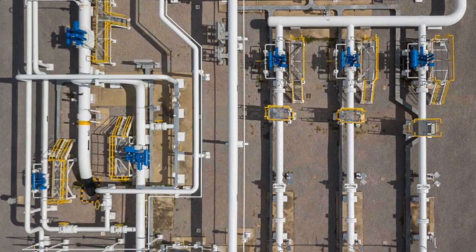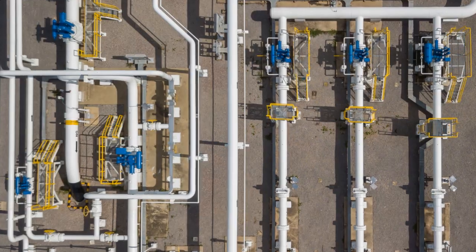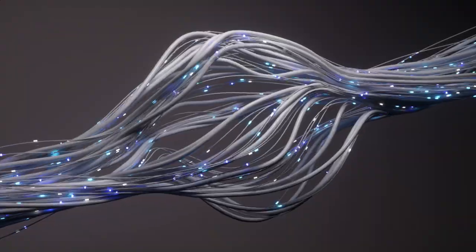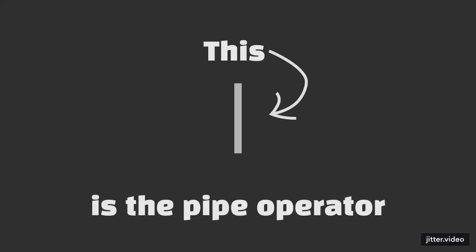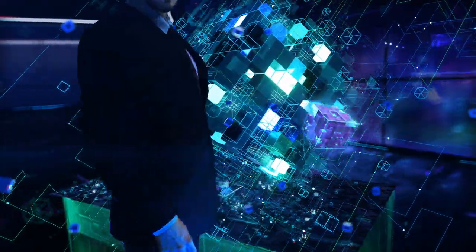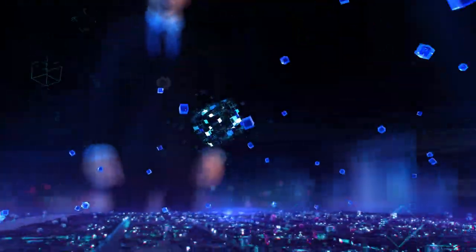A pipeline in the command line is just like a physical pipeline. It takes the output from one program and pipes it directly into the input of another. Instead of a temporary file, the data flows seamlessly in memory. This is what the pipe operator does. It is the most efficient way to handle data between commands. It is a game changer because you can string together multiple small specialized tools to accomplish complex tasks.